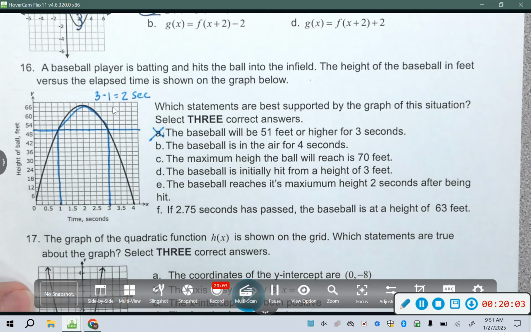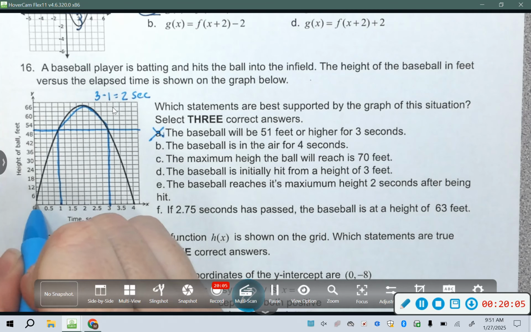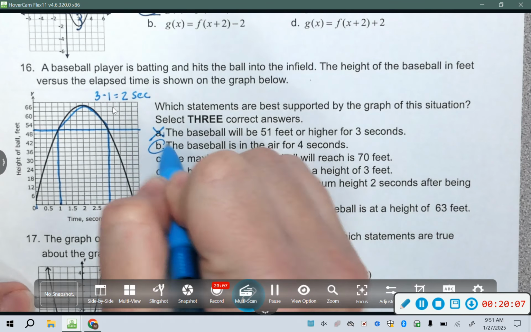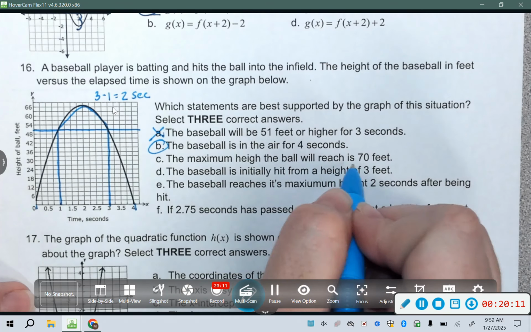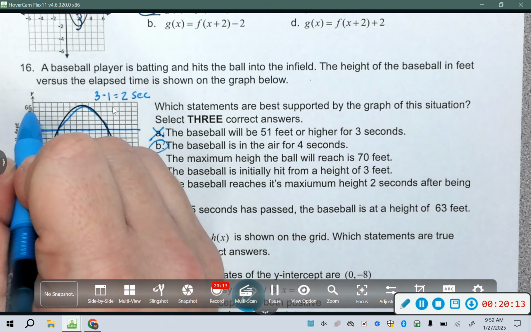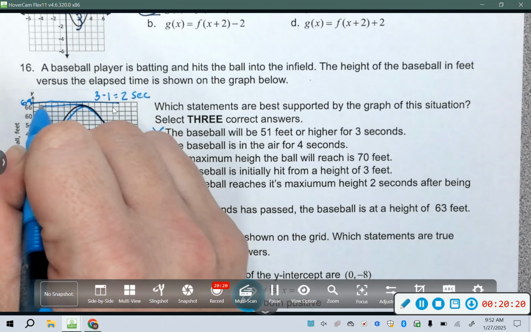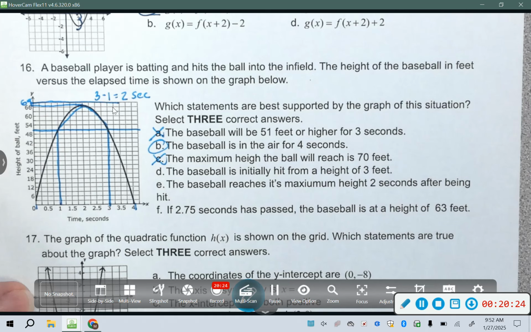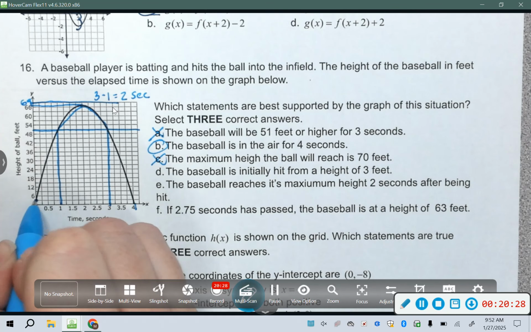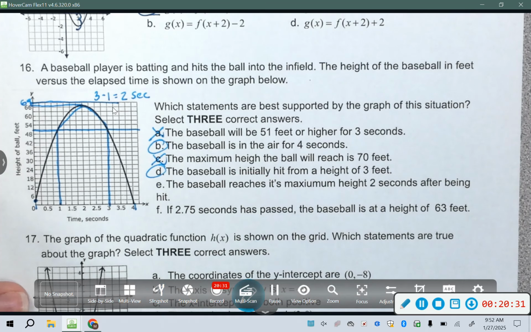Then it says the baseball is in the air for 4 seconds. Well, it starts at 0, ends at 4, so it was in the air for 4 seconds. It says the maximum height of the ball is 70. Well, if it's counting by 3, 66, 67, 68, this would be a height of 69, and it doesn't even reach that. My height is somewhere above 66, probably like 67, so that is not an answer. The baseball is initially hit from a height of 3 feet. Well, it is starting here, and it's counting by 3, so that is an answer.